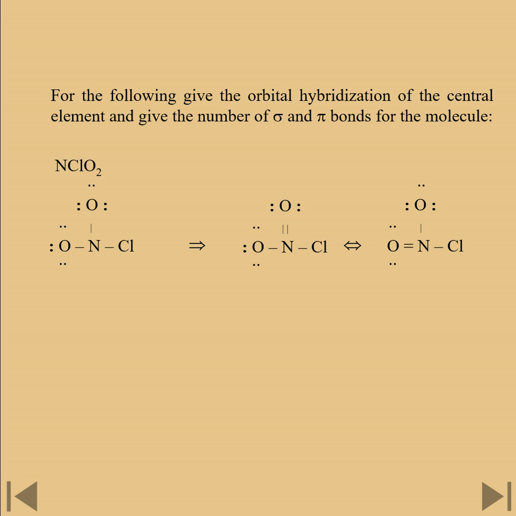And we can see clearly how many sigmas? I count 3. How many pi's? I count 1. So again, 3 regions of electrons, 3 orbitals, sp2. 2 single bonds and 1 multiple bond is 3 sigmas. That second of the double bond is a pi.